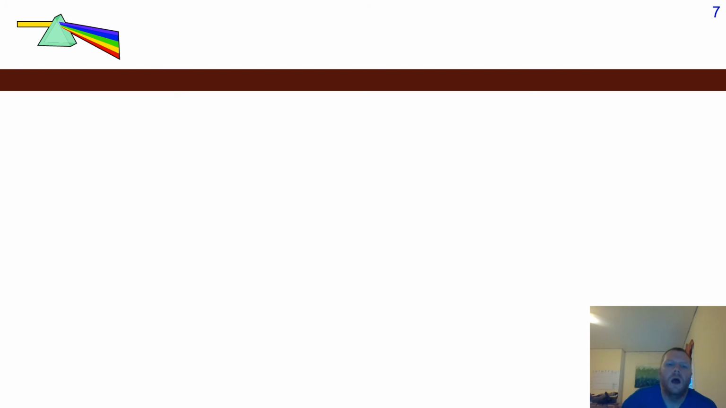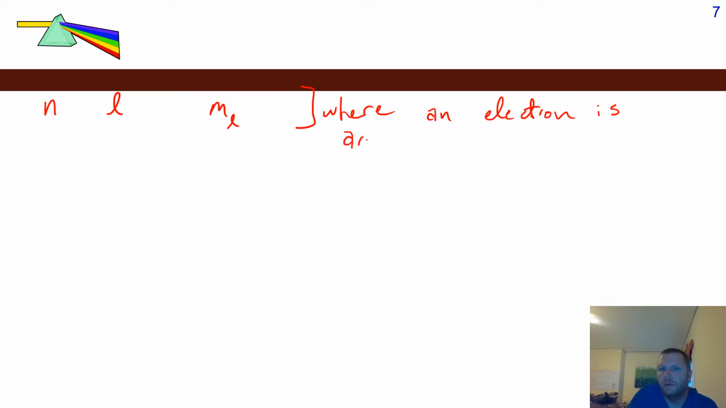Okay. What I'd like to do now is look at some of these quantum numbers and describe some scenarios. So all of these numbers, n, L, m sub L, I like to think about them as coordinates. It's telling you a little bit about where an electron is. These say approximately where an electron is around a nucleus.